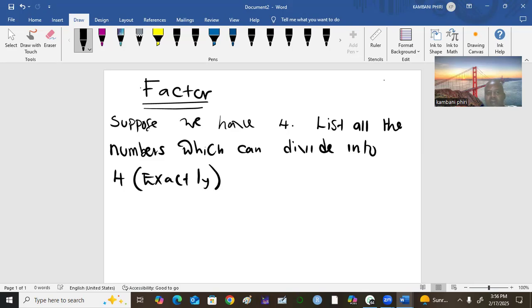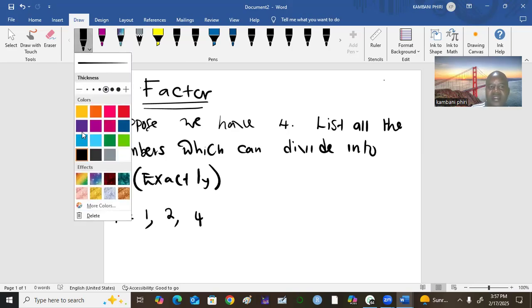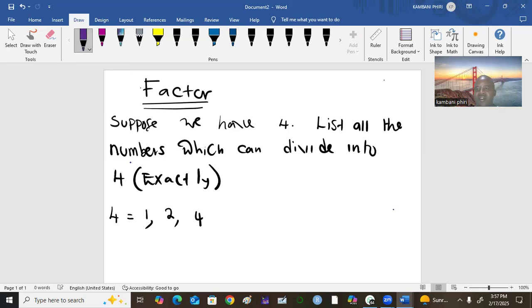All right. So, do we have such numbers? Yes, we do. 1 can divide into that, and it will be 4. 2 can divide into that, and it is 2. Then we have 4. That's it. Hey, wait. But we can still put some more. All right?